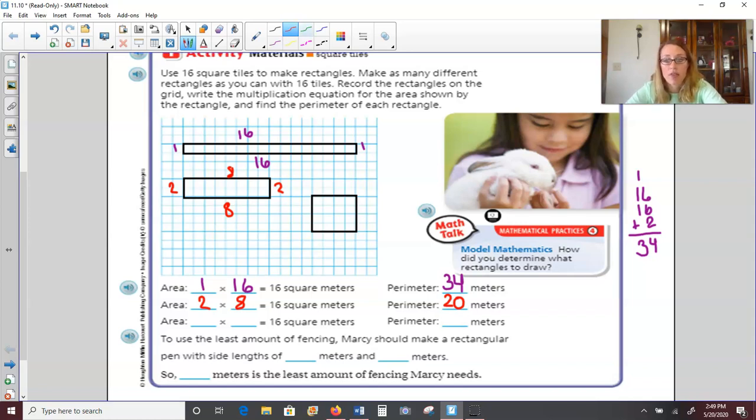Let's see if the third rectangle is even smaller around the outside. So we did 4 meters all the way around.